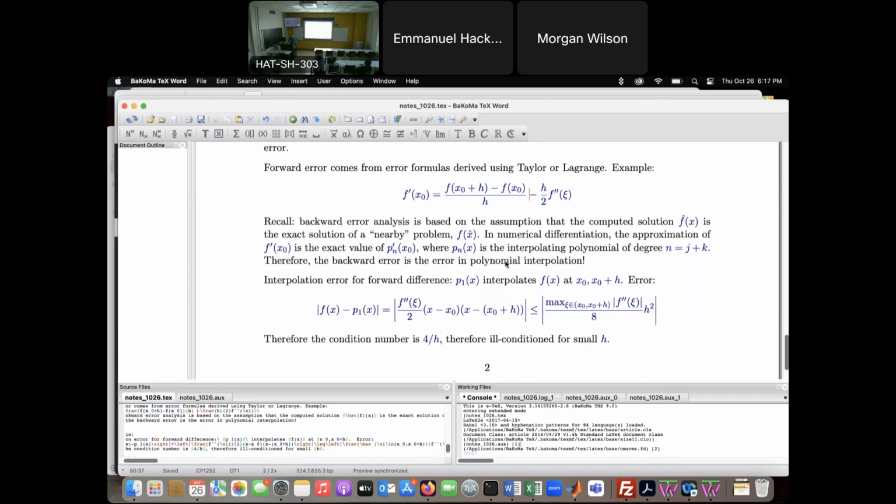And that concludes numerical differentiation. I'll be spending a whole lot more time on numerical integration because that's much more interesting anyway.